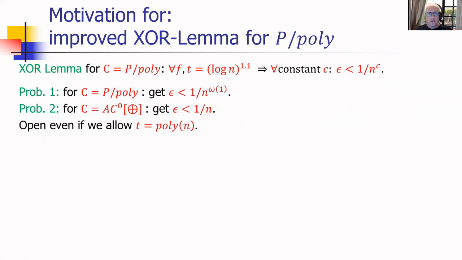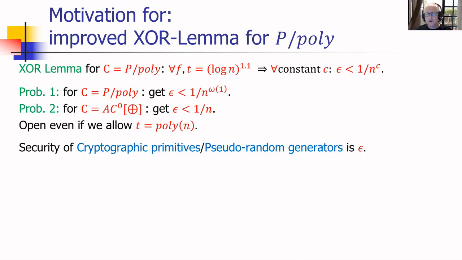So why do we care about these two problems? So let's start with the first problem. When you use Yau's XOR lemma to construct cryptographic primitives or pseudo-random generators, then the security that you get is epsilon. And we want to get as small as possible epsilon because we want to get better security. And current proofs do not give epsilon, which is smaller than 1 over n to the omega of 1.